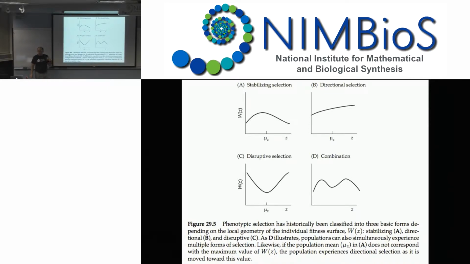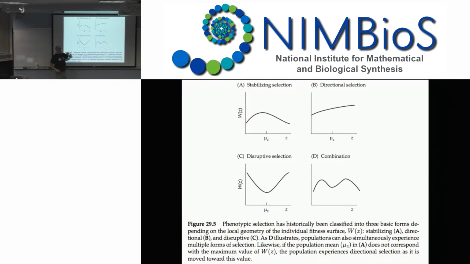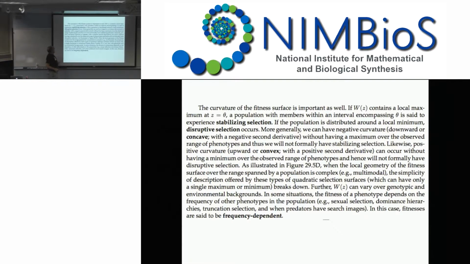The key part is the original way people described fitness surfaces was with a quadratic regression. Quadratic regression captures this, but not that. No matter how many variables, you only have one maximum or one minimum. And as we'll see, that's a constraint we have to work around. So the way people describe those is stabilizing selection and disruptive selection. If I have a negative curvature, we more generally call that having a concave fitness surface.